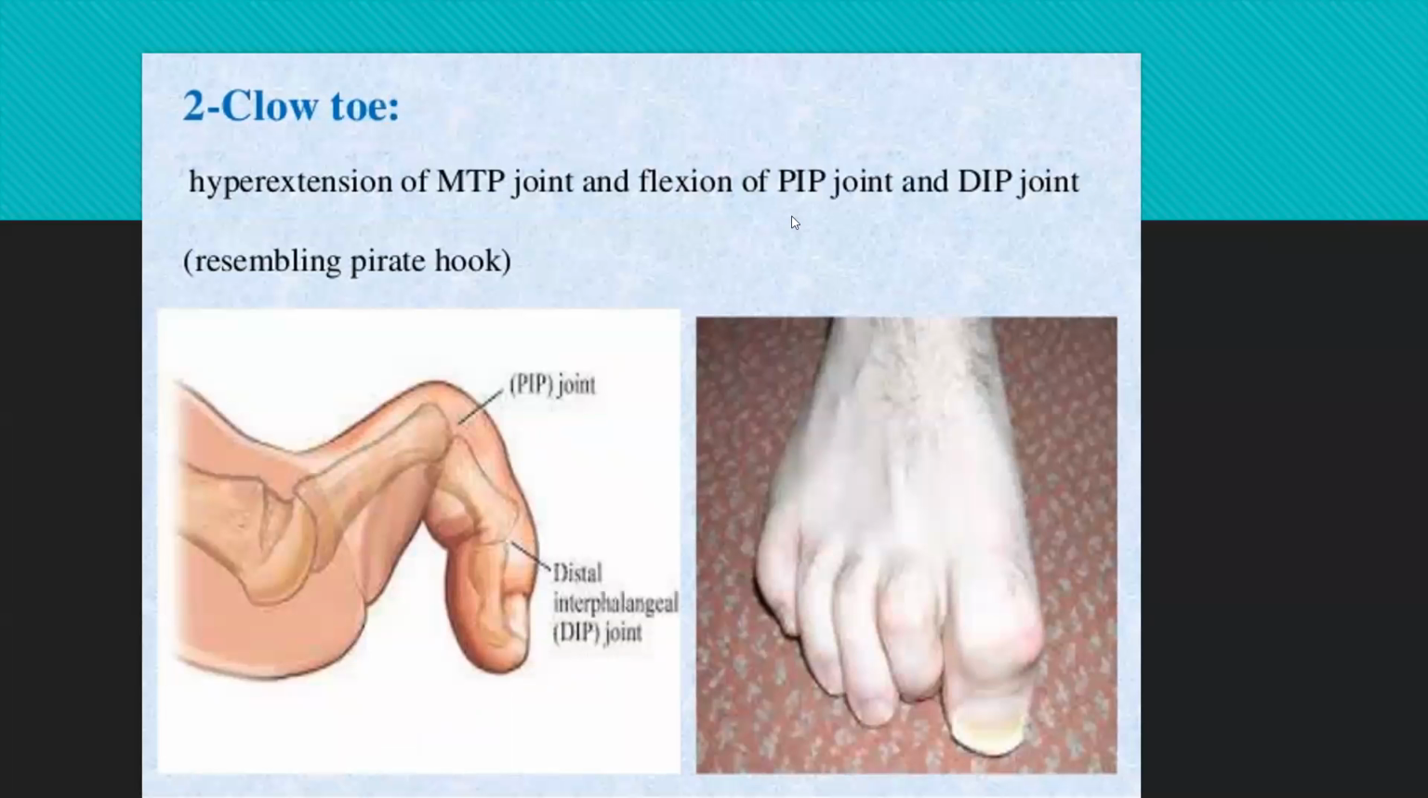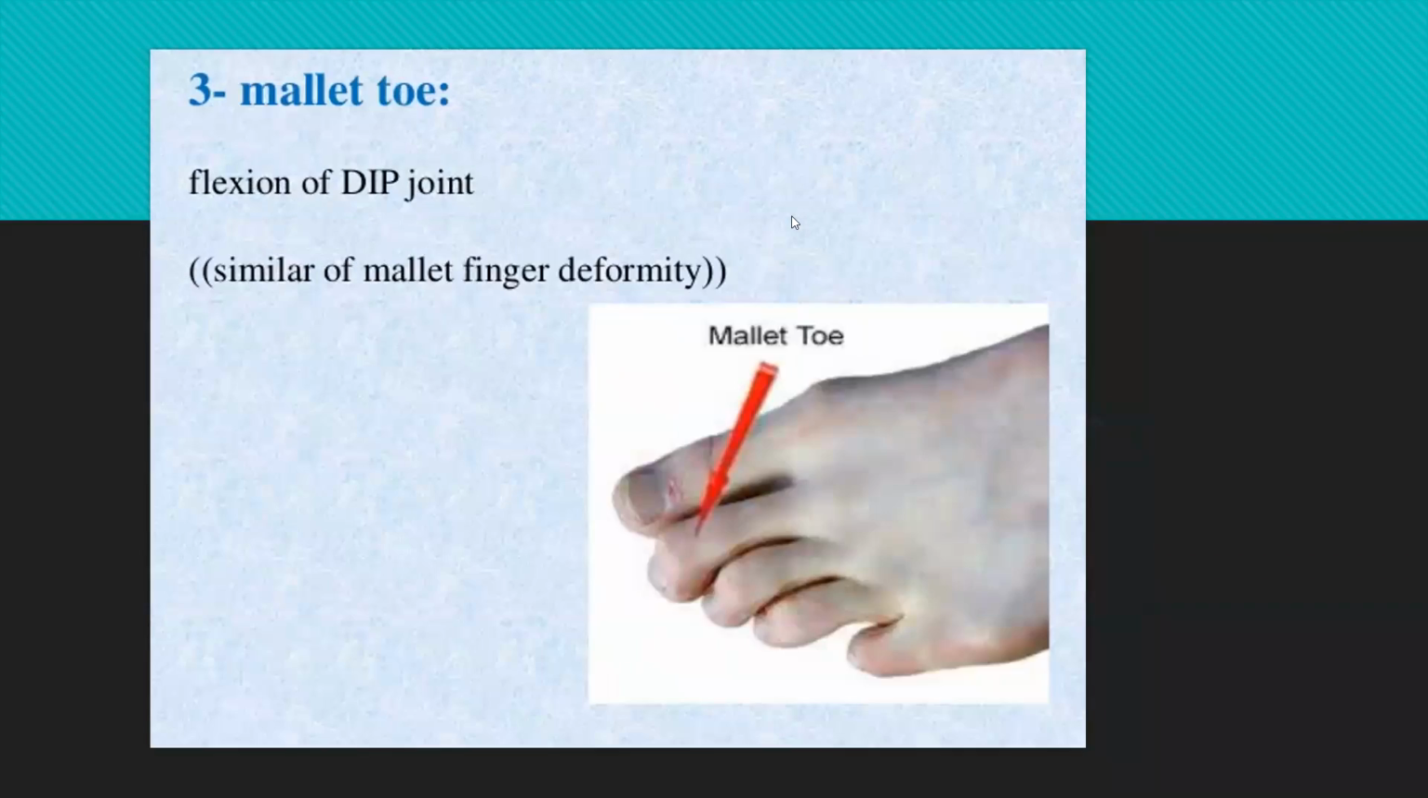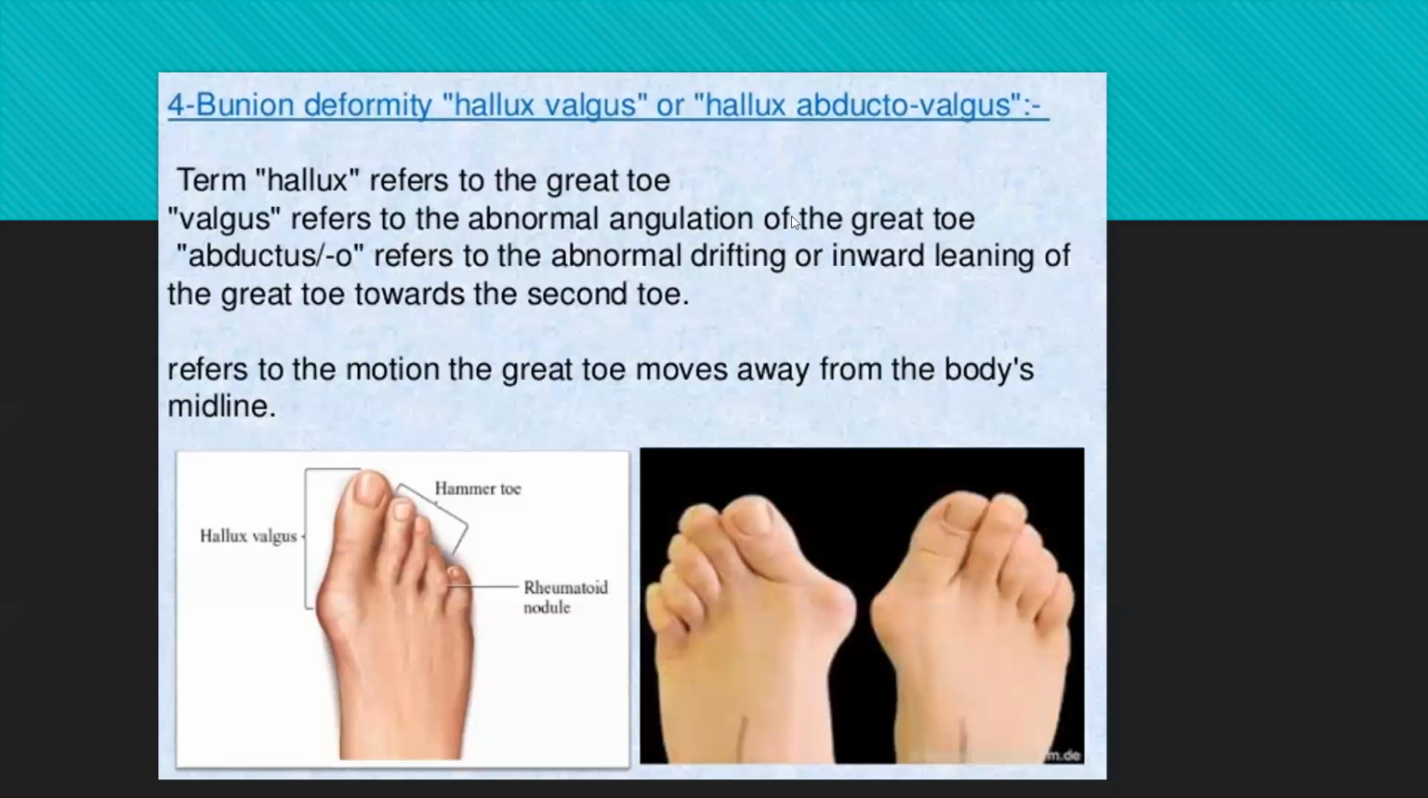What is claw toe? Like a claw hand, there is a hyperextension of the metatarsophalangeal joint and flexion of both the proximal interphalangeal and distal interphalangeal joints. What is a mallet toe? Again, like a mallet finger, it is a flexion deformity involving the distal interphalangeal joint alone. This is another deformity which is seen in these patients, which is a hallux valgus. When the angulation is more severe, at the apex of the angulation, the soft tissue may get irritated and it may produce a swelling called the bunion.